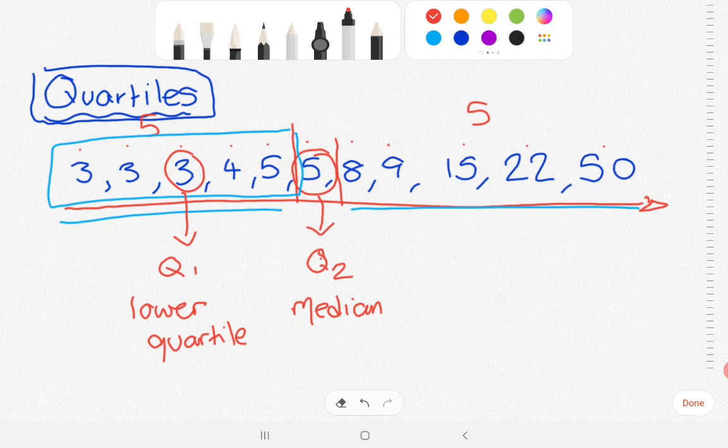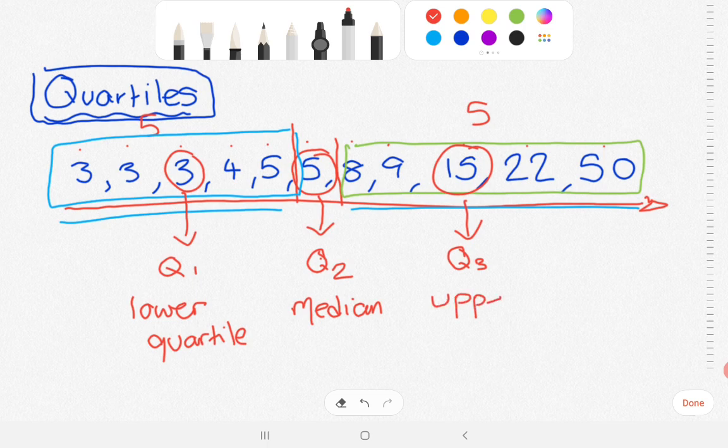And we need to do the same at the top. So this is our upper list of numbers. We need to cut this in half. We need to find the middle of this. The middle of that would be 15. So that's our Q3. That's our upper quartile. Now, this one has worked out really nicely. Every single number has been on its own. We've not had 2 numbers in the middle, and this will happen sometimes, and this is always the kind of question that you want.